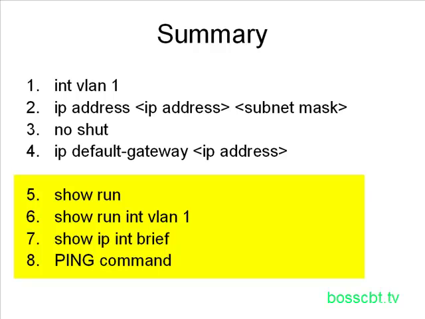And then steps 5 through 8 here are just a few verification commands. And it's really important to use these because if you've made a mistake, you want to catch it. You want to actually verify that this works. So you can issue the show run command and check out the entire configuration, or you can just check out the configuration of the interface for VLAN 1, which is the show run interface VLAN 1. You can also issue the show IP interface brief command to check out all of the interfaces, and there you'll see the status of interface VLAN 1 as well.